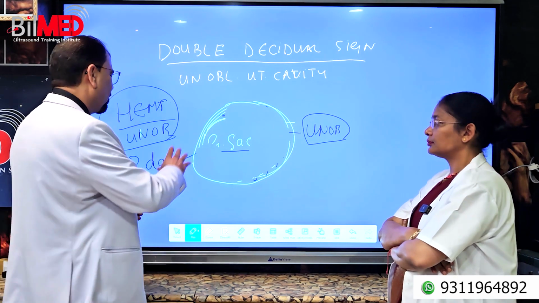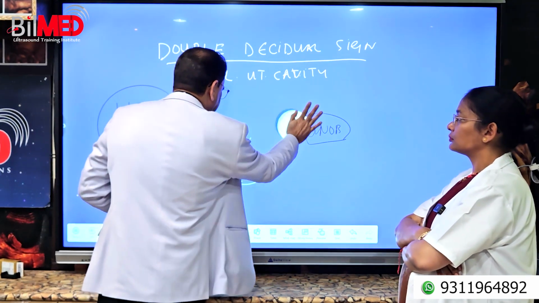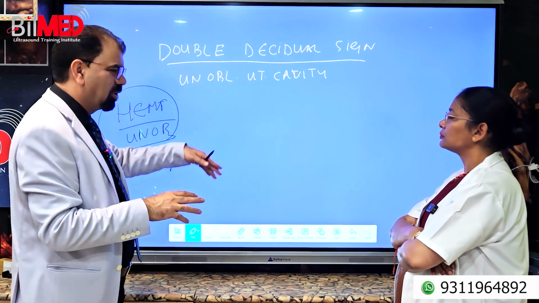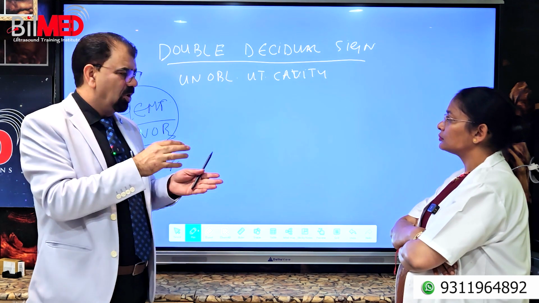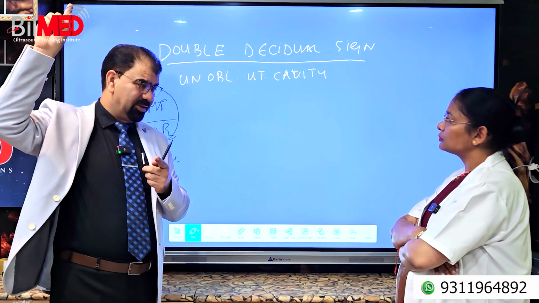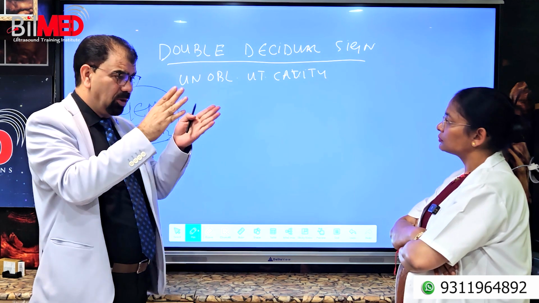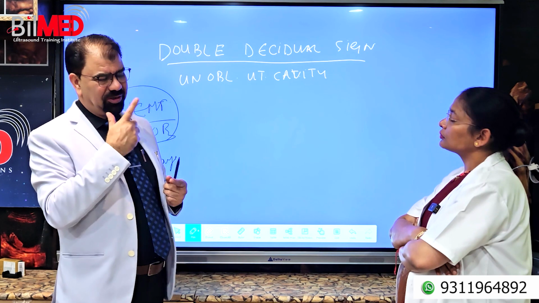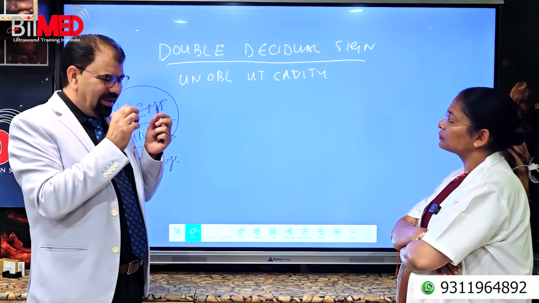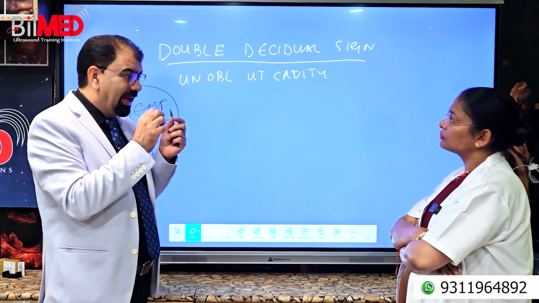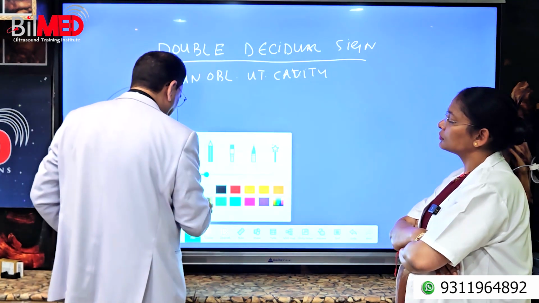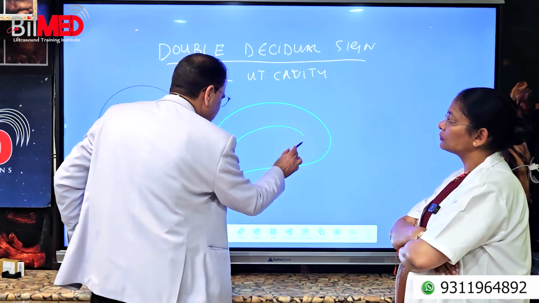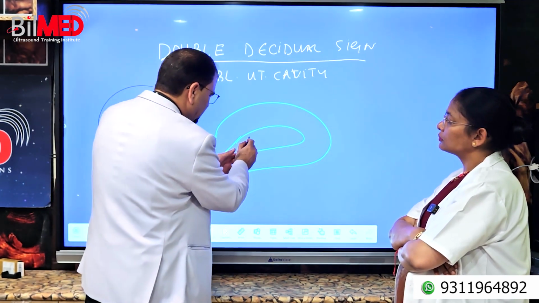Now, coming back to the uterus, I am having 2 layers of decidua. One coming from the uterine cavity, one coming from the gestational sac. That is the double decidual sign. But there is a space in between the 2 lines. This is the uterus, this is the uterine cavity.